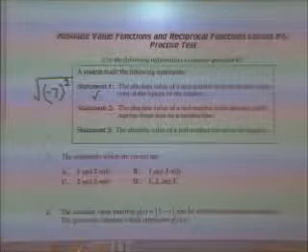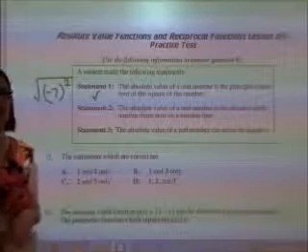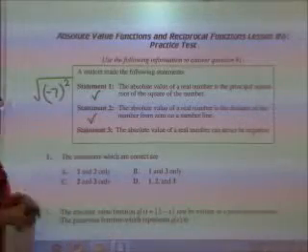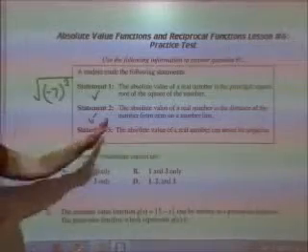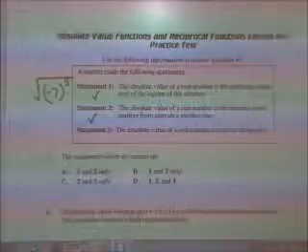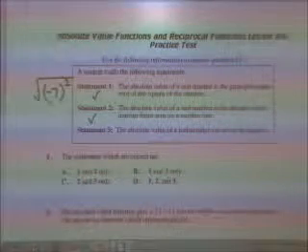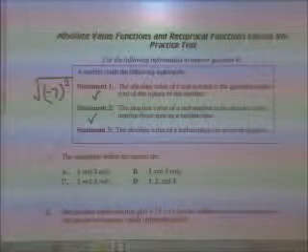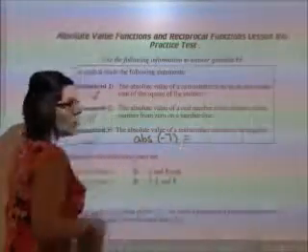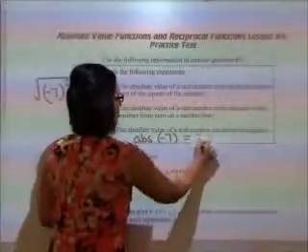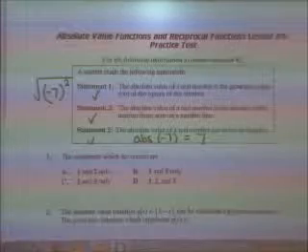So statement number 2, the absolute value of a real number is the distance of the number from 0 on a number line. That would also be true. Because again, if I plot -7 on a number line, it's 7 units away from 0. It doesn't matter if it's on the left side or the right side, it's a distance of 7 units away. The absolute value of a real number can never be negative. That would also be true, because that means the absolute value of -7 equals 7. So the statements that are correct would be 1, 2, and 3.